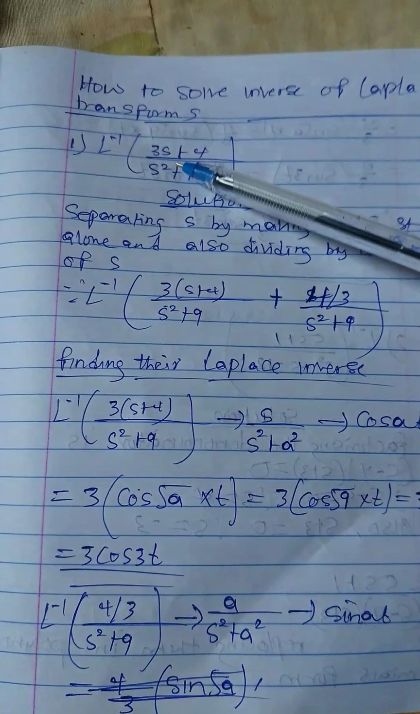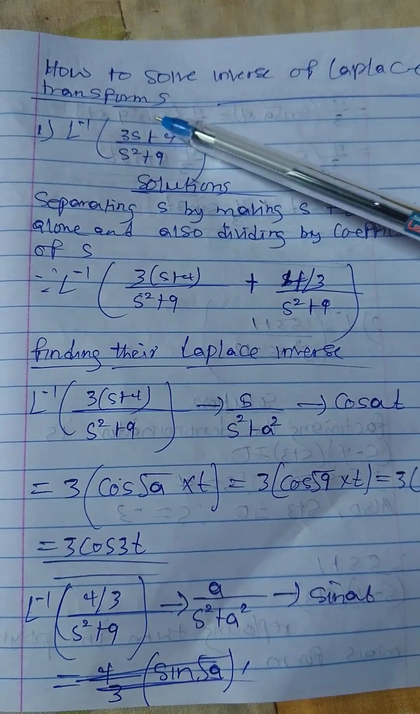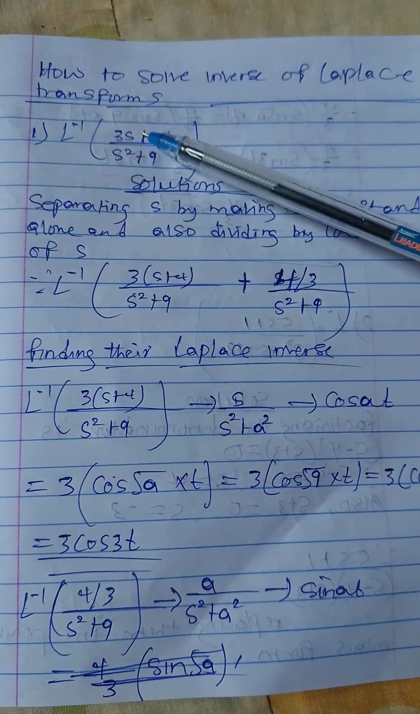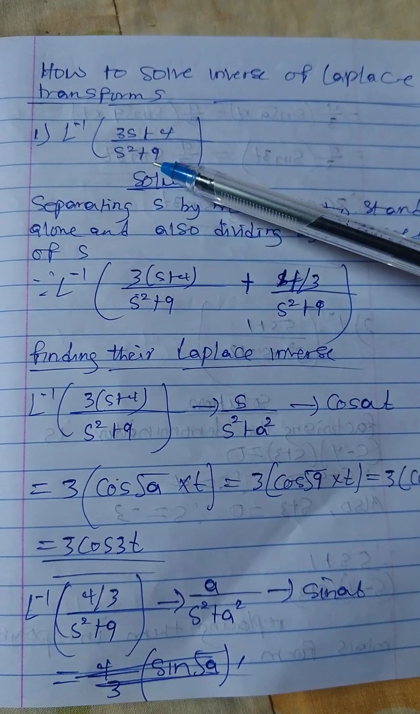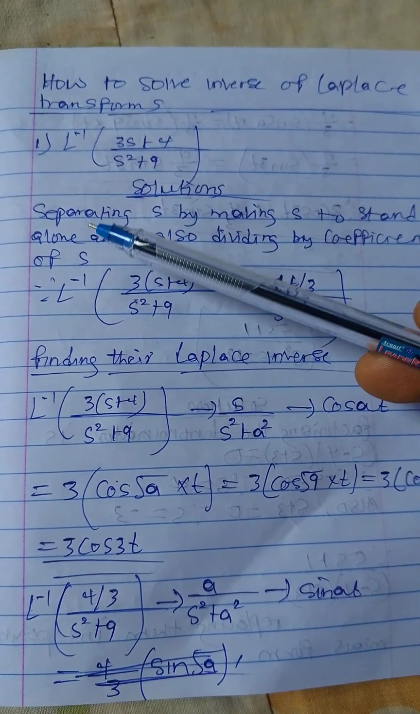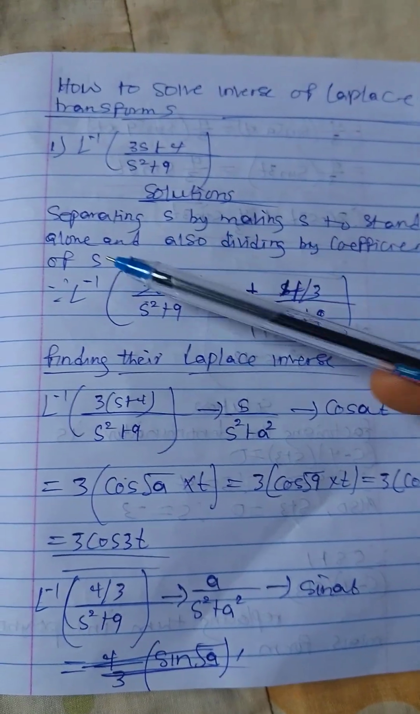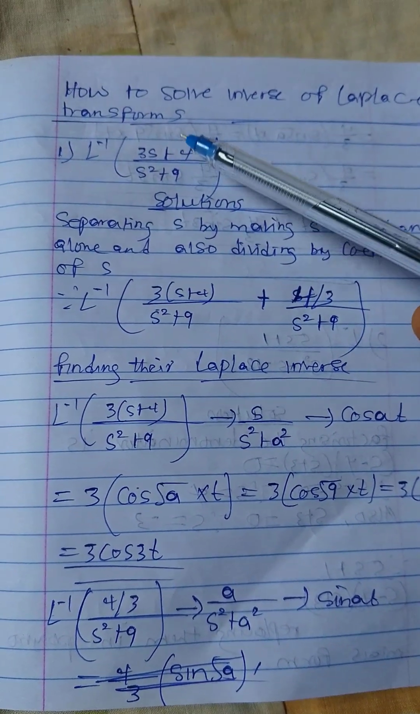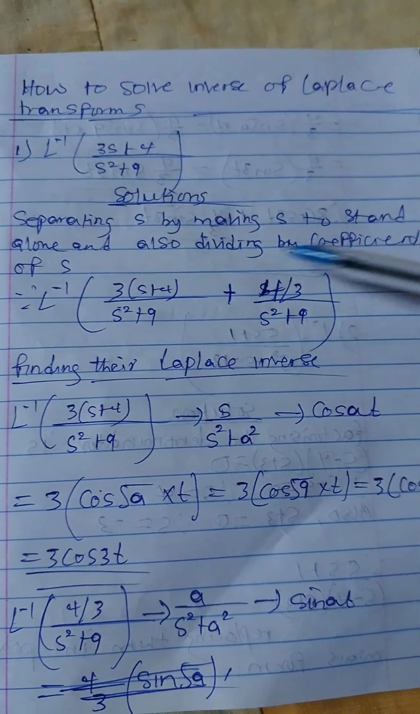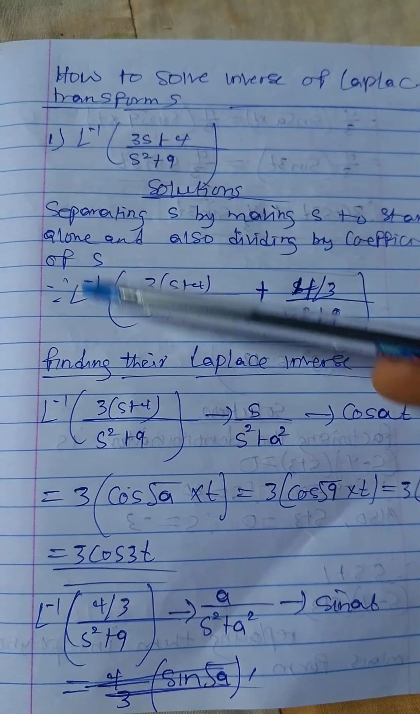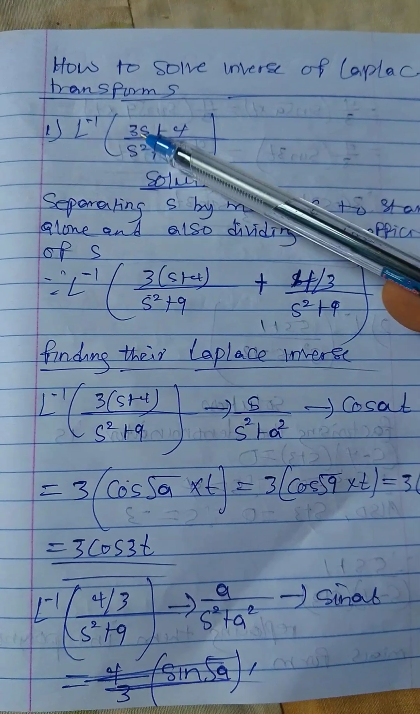Solution. To solve this question, if you check, there are two functions here, which are sine and cosine functions. So in order for us to identify these functions, we have to first separate x by making x stand alone in the numerator, and also dividing by the coefficient of x. So this becomes Laplace inverse of making x stand alone.